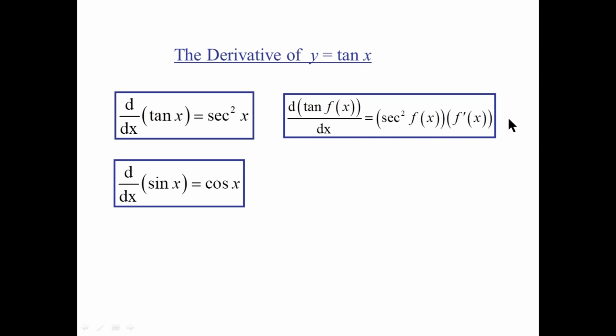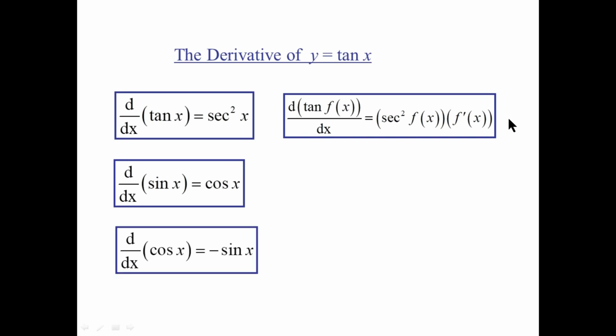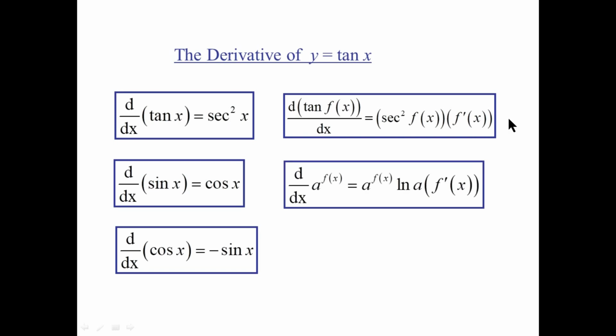And we know that the derivative of sine x is cos x. We know the derivative of cos x is negative sine x. And we've learned that the derivative of a to the f of x is equal to a to the f of x times ln a times f prime of x. These are some derivative formulas that we've used several times, and hopefully we're getting used to them. I brought them here as a collection and review.